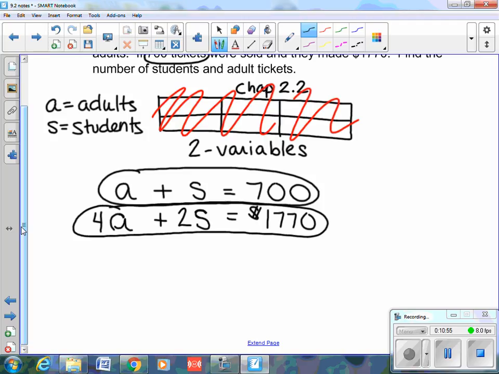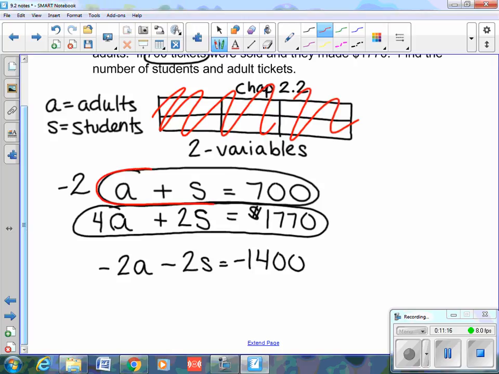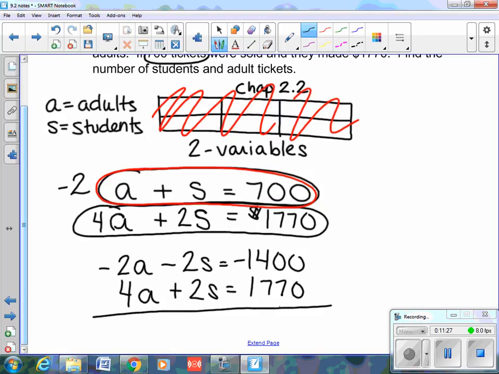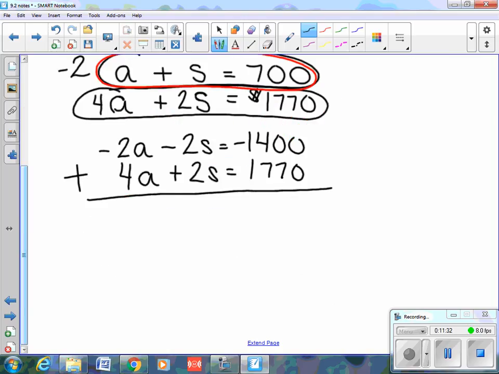Again, you can either get rid of the A's or the S's. I'm just going to multiply the top by a -2 so that I get rid of my S's. So, -2A, -2S, -1400, because I multiplied the whole top, this one right here, by a -2. I'm going to rewrite the other one down exactly the way it is. Draw my line, and add. If I did it right, the S's cancel out, which they do.